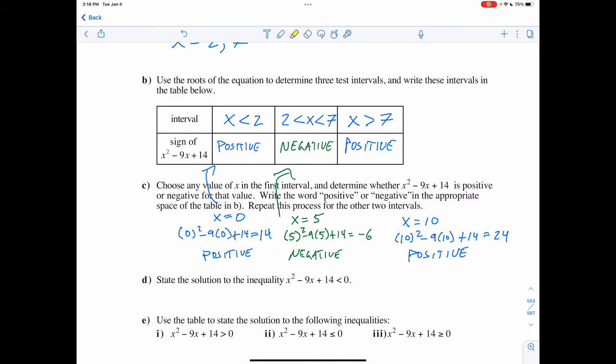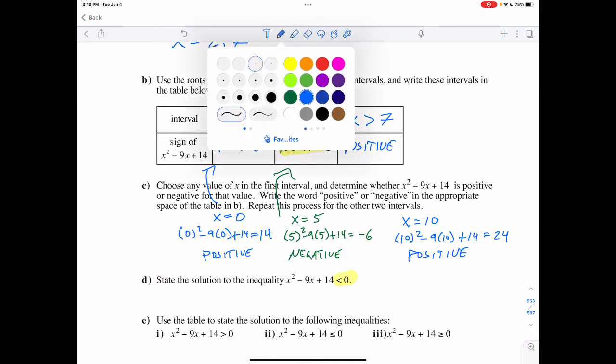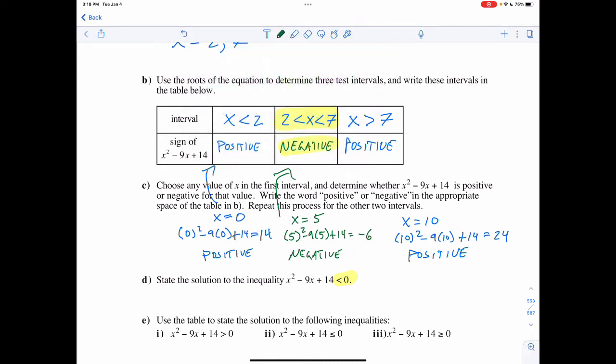If I'm looking for the solution to the inequality x squared minus 9x plus 14 is less than 0, if a number is less than 0, that means that it is negative. And my solution interval, I've already stated up at the top here. When is it negative? When 2 is less than x, which is less than 7.